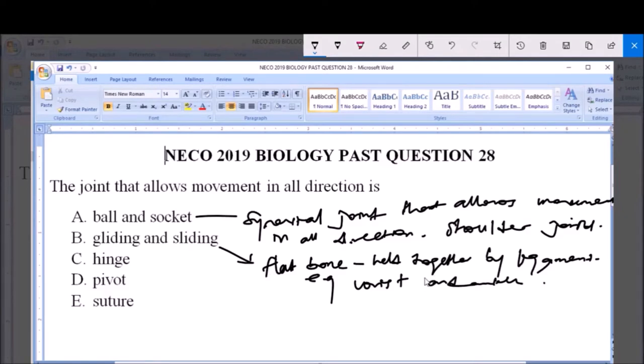So these two flat bones, the surfaces are actually held together by what? By ligaments, so they are able to slide over each other, and that is why we call it gliding or sliding joints. You find this in the wrist and in the ankle. Now C is hinge joint.